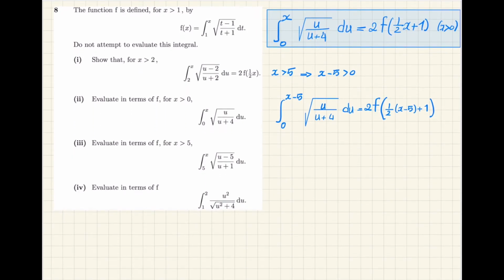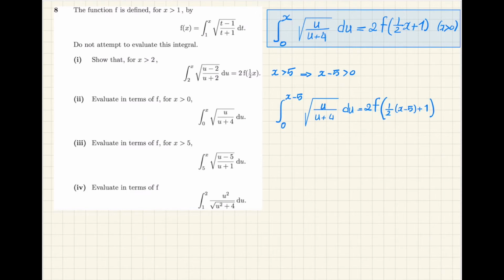By looking here, I need the lower limit to be 5 and the upper limit to be x. So it motivates me to add 5 here and there, but then I need to subtract a 5 from here and write u minus 5, and I also need to subtract 5 here and write u minus 5.